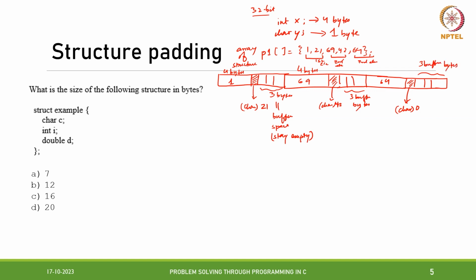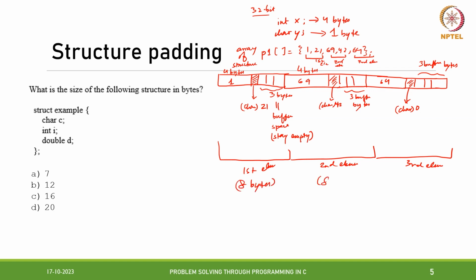So the total space that will be consumed: this is your first element, this is your second element, and this is your third element, right? Every element, how much is it occupying? 4 bytes plus 1 plus 3, that is 8 bytes per element, right? So the total will be 24 bytes.